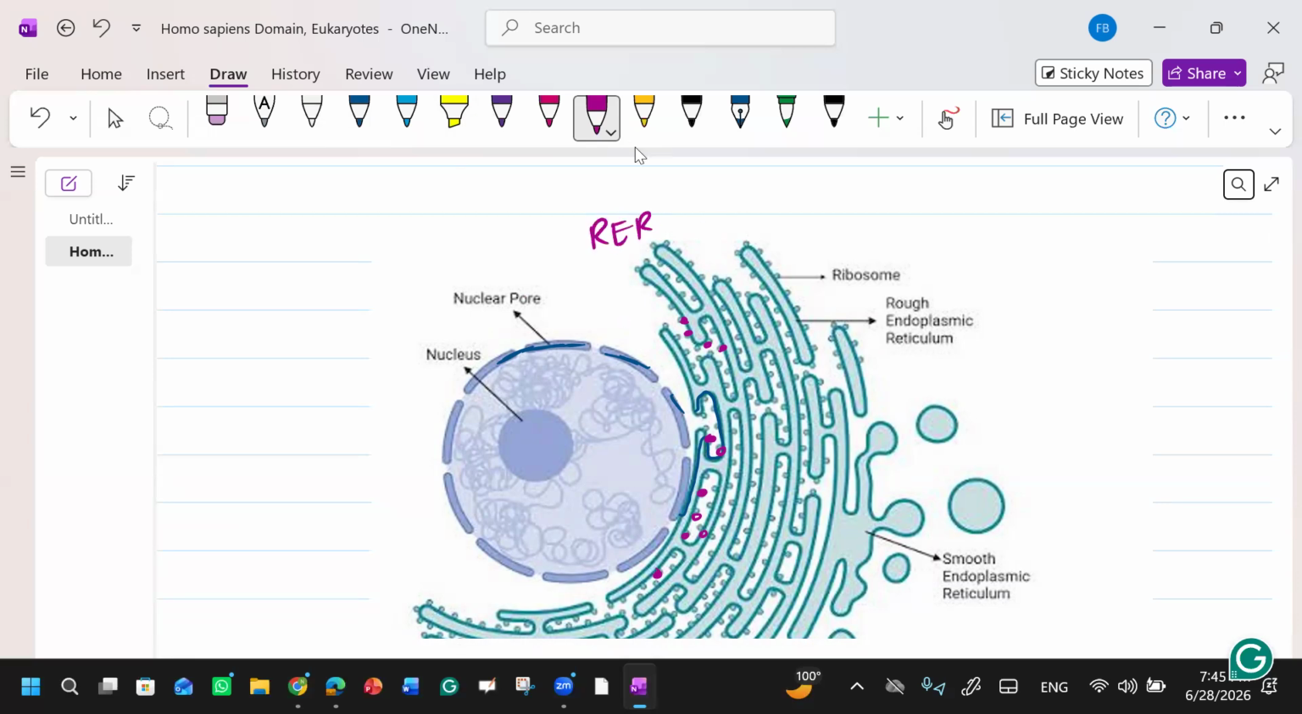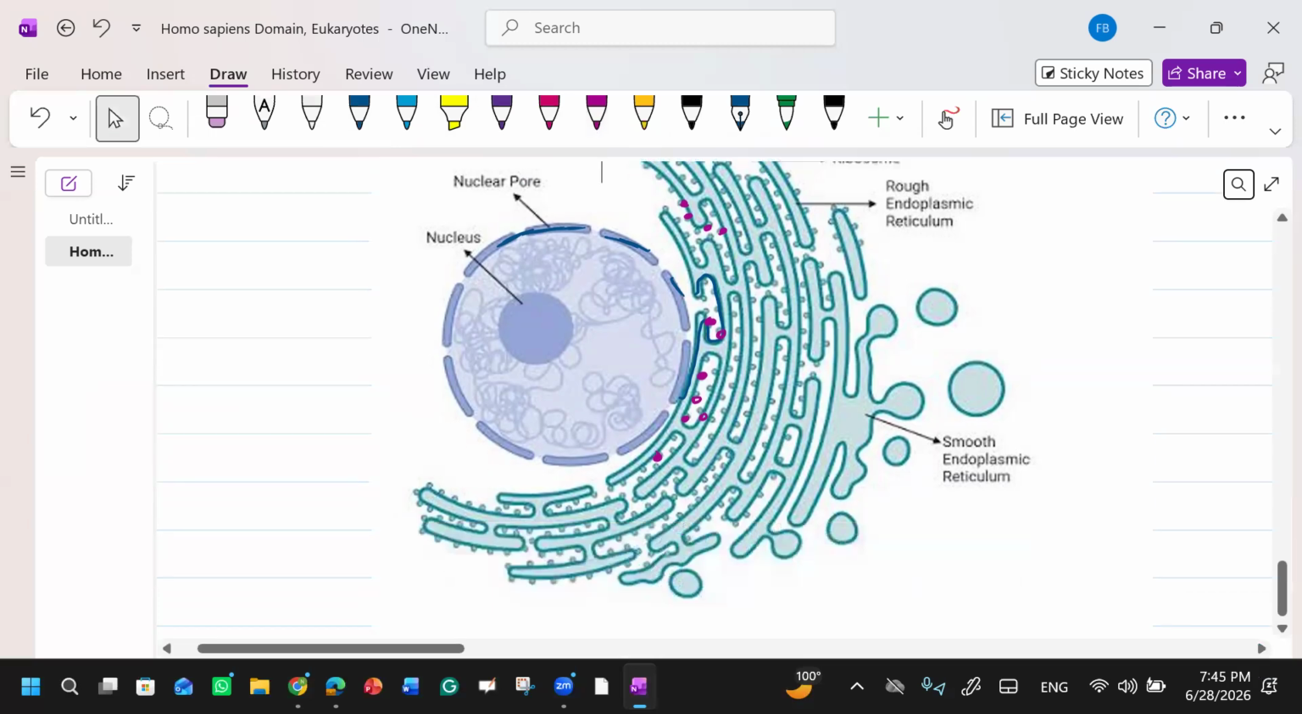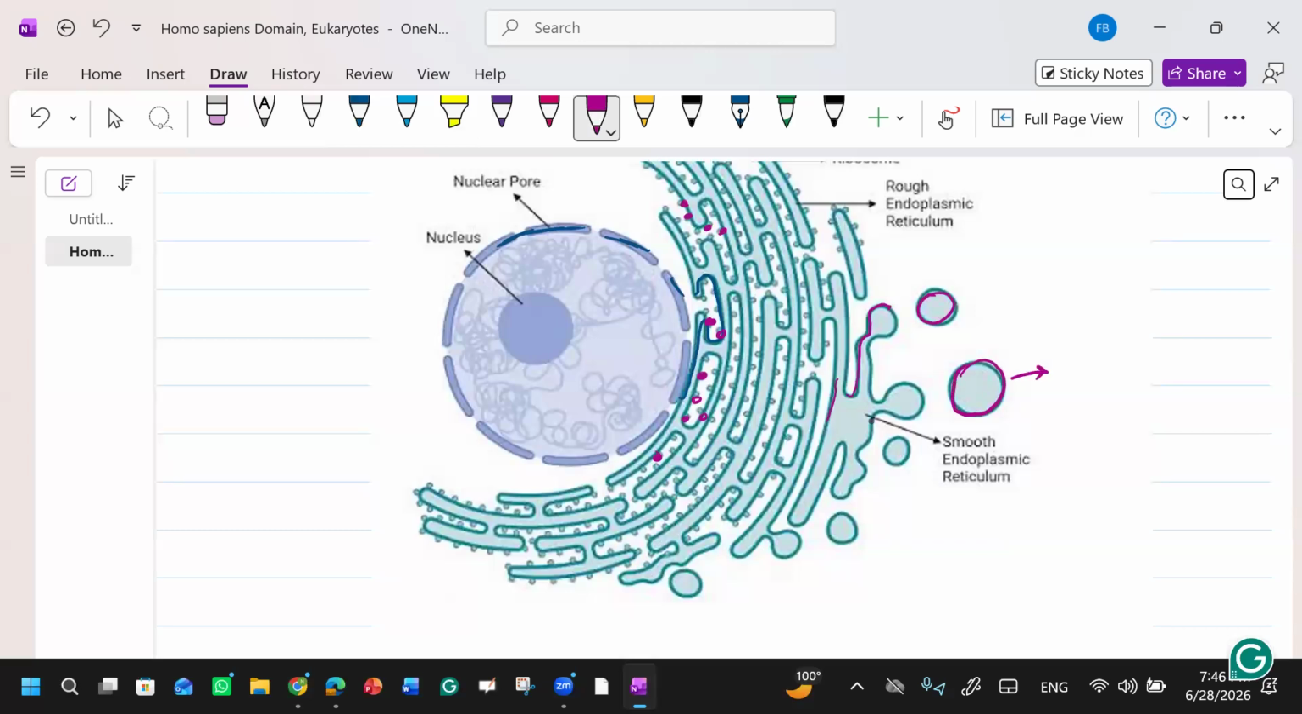After that, there will be this one, the smooth endoplasmic reticulum. It is present at the end. You see, now it is converting into vesicles. What will these vesicles do? They will transport material. This is the smooth endoplasmic reticulum. Are you clear with this? So there are two types of endoplasmic reticulum, smooth and rough.